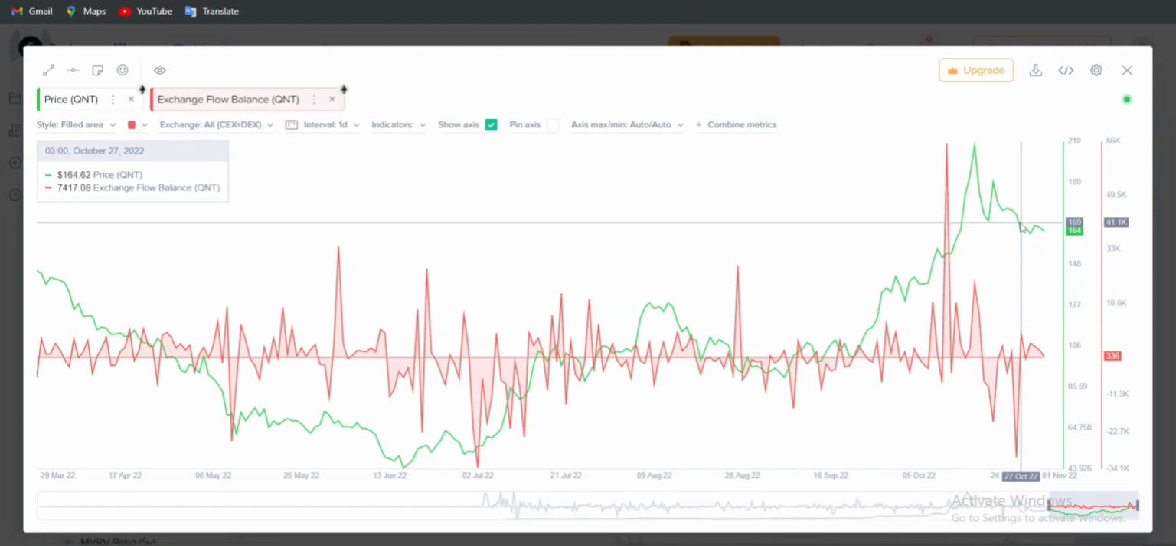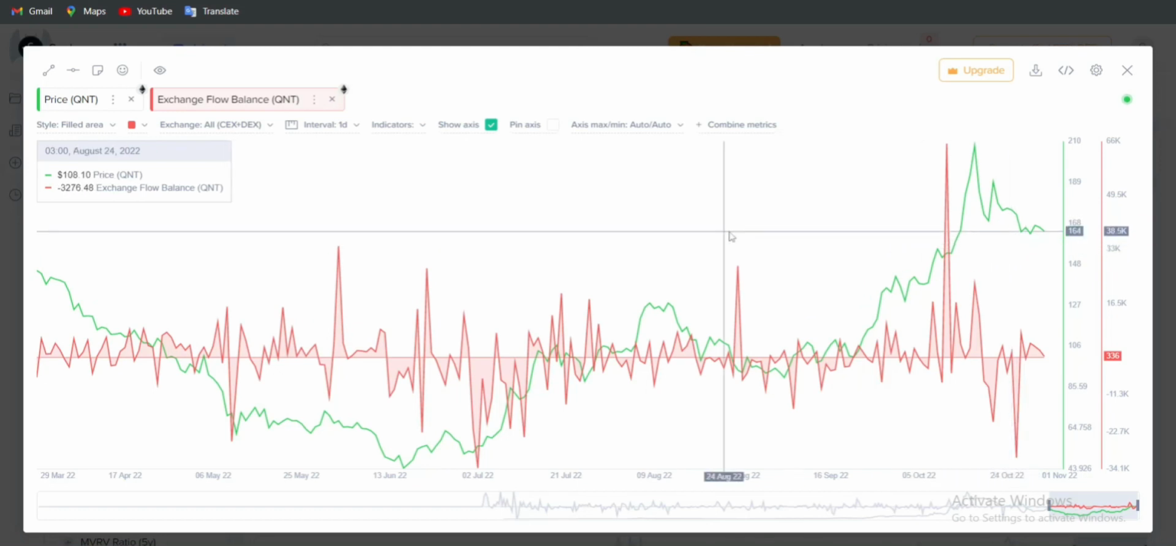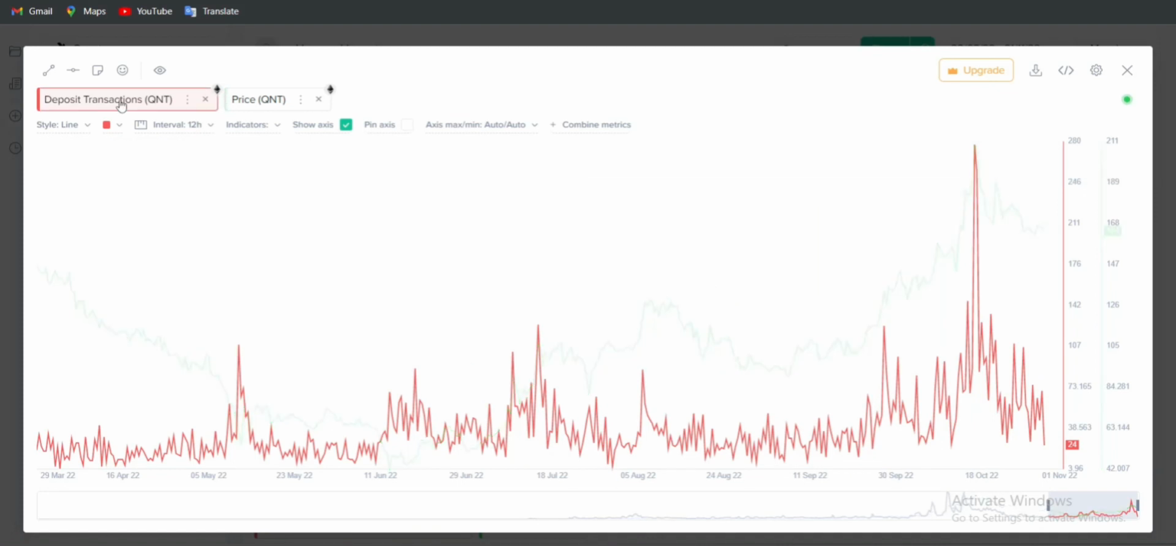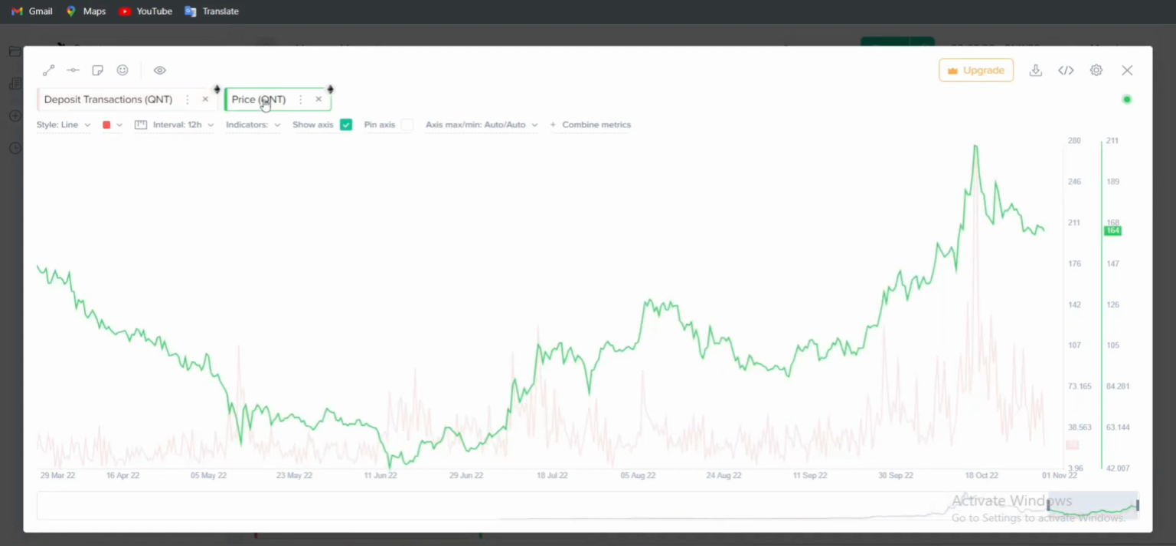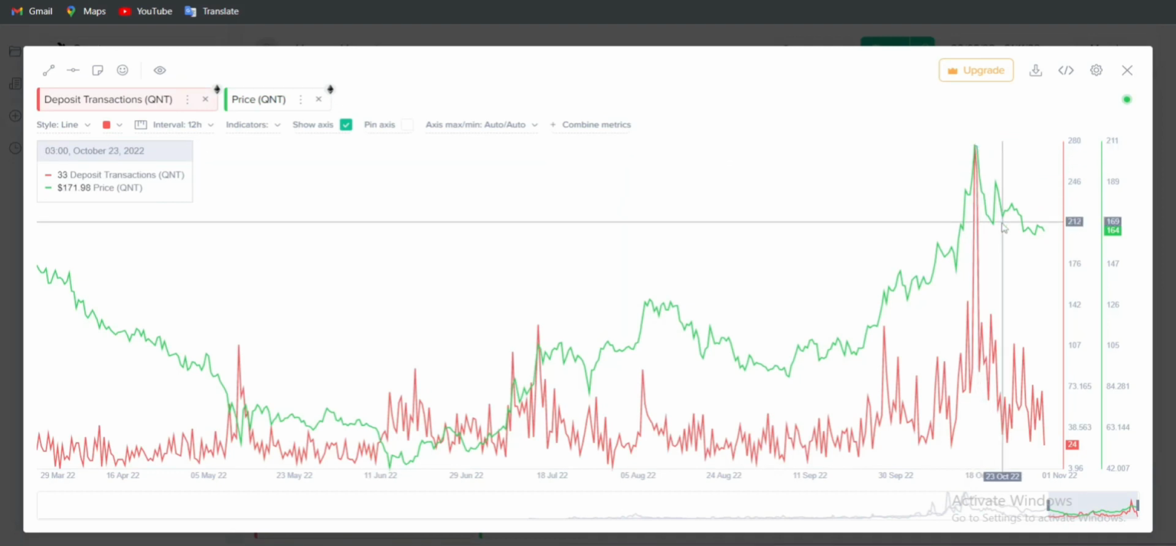So yeah, it looks like a bounce is imminent right here, just according to this metric, right? Let's move on to the next one. This metric also is in line with the exchange flow balance really, because this is the deposit transactions, right? And this is the price we are seeing right here. So you can see that the price is going down right here. Meanwhile, deposit transactions are going down, right?